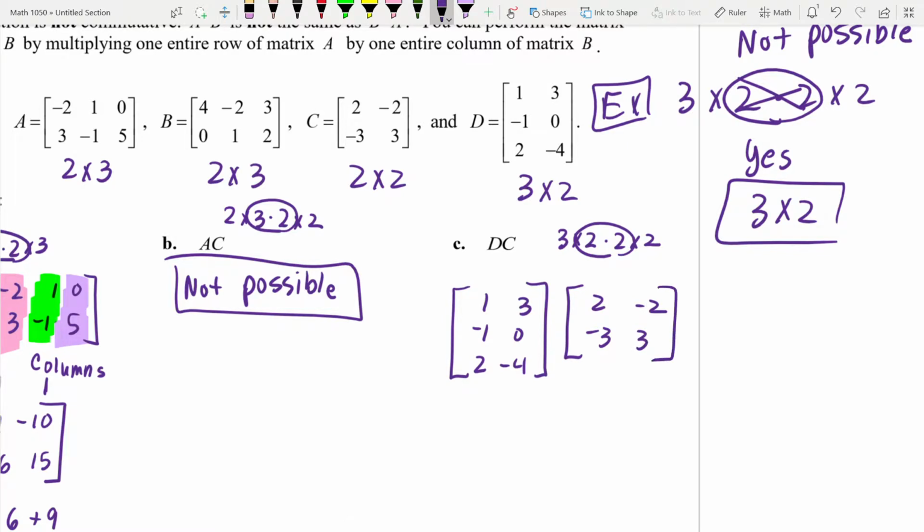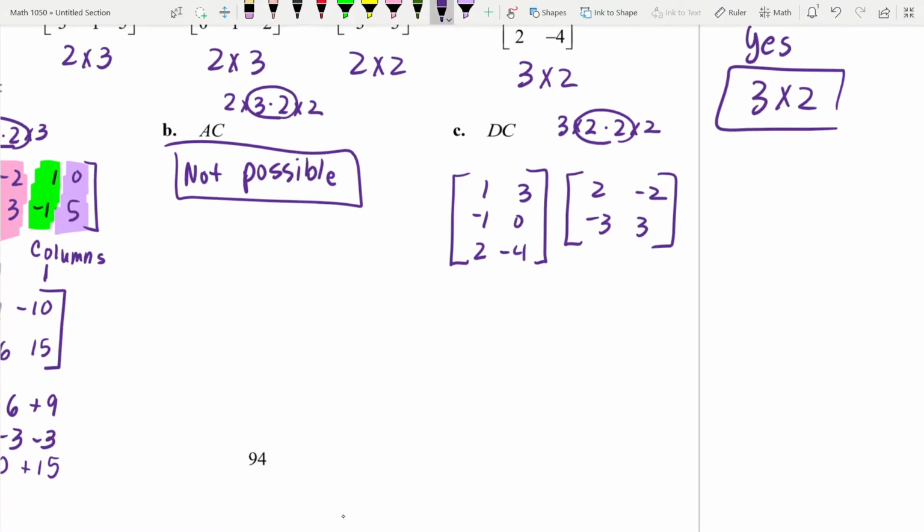Now look how I'm going to set up my answer, guys. Look, I know my answer is a 3 by 2. So I'm going to have 3 numbers going down and 2 numbers going across. Okay, here we go. Green to yellow. The 1 goes to the 2. 1 times 2 is 2. The 3 goes to the negative 3. 3 times negative 3 is negative 9. 2 minus 9 is a negative 7.